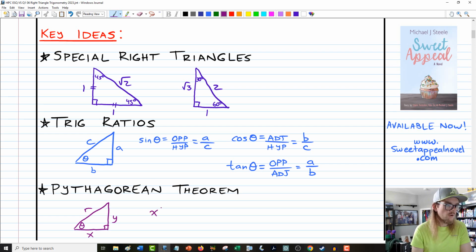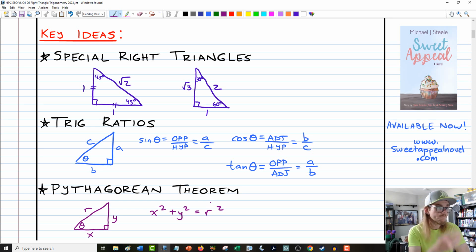But as you know it, you probably know it as a squared plus b squared equals c squared. I'm going to write this one as x squared plus y squared equals r squared. So the sum of the 2 shorter sides, the 2 legs, squared, is going to be equal to the square of the hypotenuse. And this relationship holds, and it allows us to connect some things together when we're given 2 sides of the triangle.